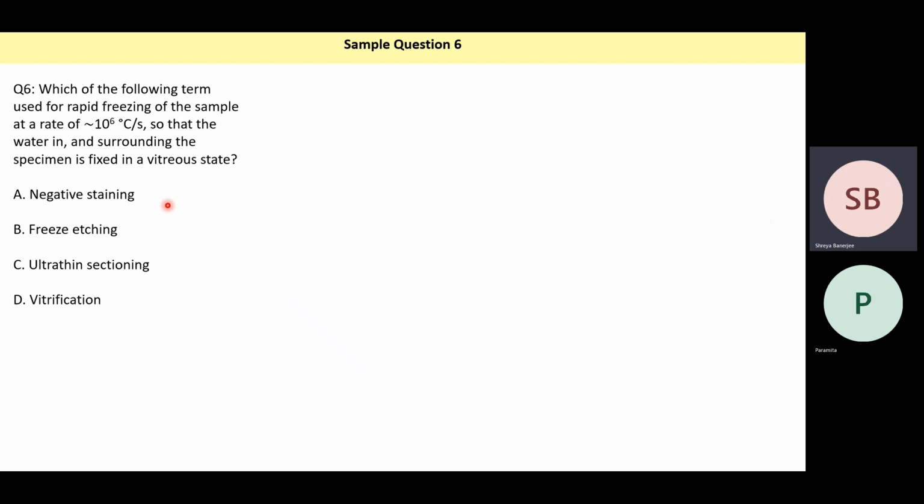The next question is that which of the following terms is used for rapid freezing of the sample at a rate of 10 to the power 6 degrees Celsius per second, so that the water in and surrounding the specimen is fixed in a vitreous state?